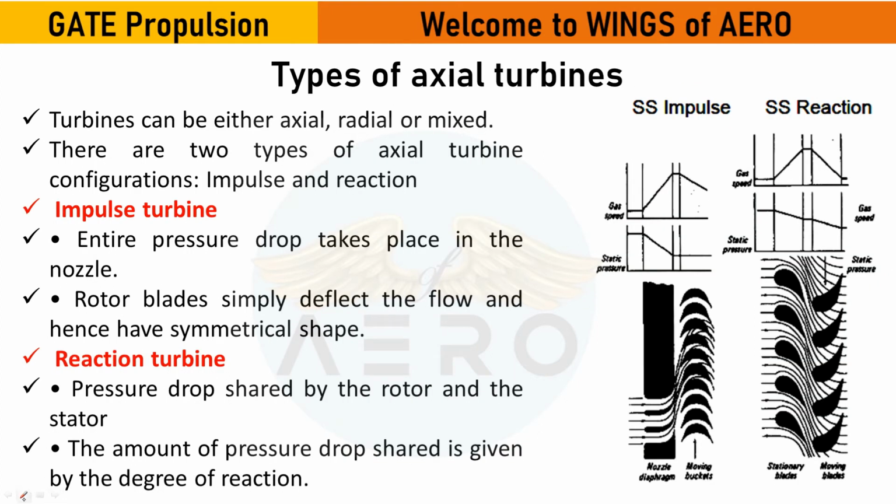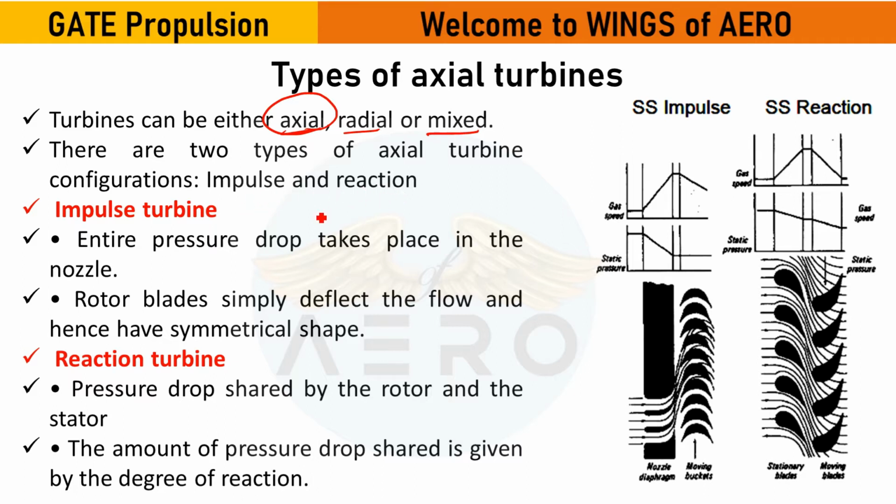Next we will see the types of axial turbines. There are three types of turbines: axial, radial and mixed type. Here we are not going to focus on the other types, we will only take care of the axial turbine. Now the axial turbine can be further classified into two types: impulse and reaction.